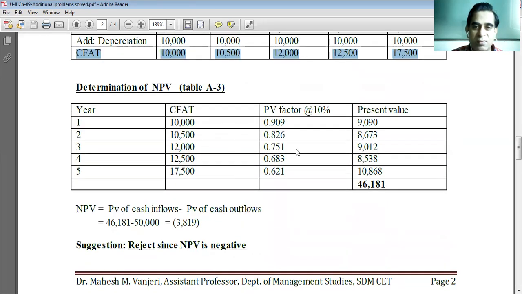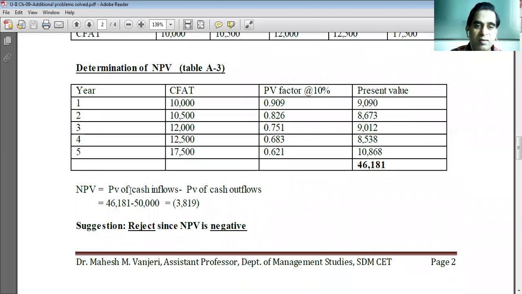We find the net present value in exactly the same way. Even the present value factors are the same, because the rate of interest is 10%. Table A3 is what you need to refer. Okay. So here also the total net present value is 46,181. Investment is 50,000. So the difference is negative, minus 3,819 rupees. Same decision, reject the project since NPV is negative.